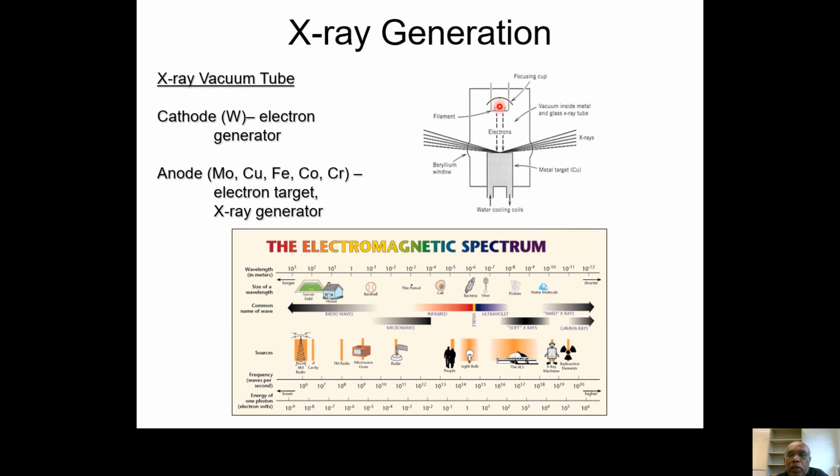By heating, by thermionic emission, you can emit electrons, so that when the electron is bombarded on some metal here, if you want a particular wavelength, you can use something like copper. Then you can use molybdenum, iron, or any of these metals. So depending on the metal, you will get X-rays with a specific wavelength.